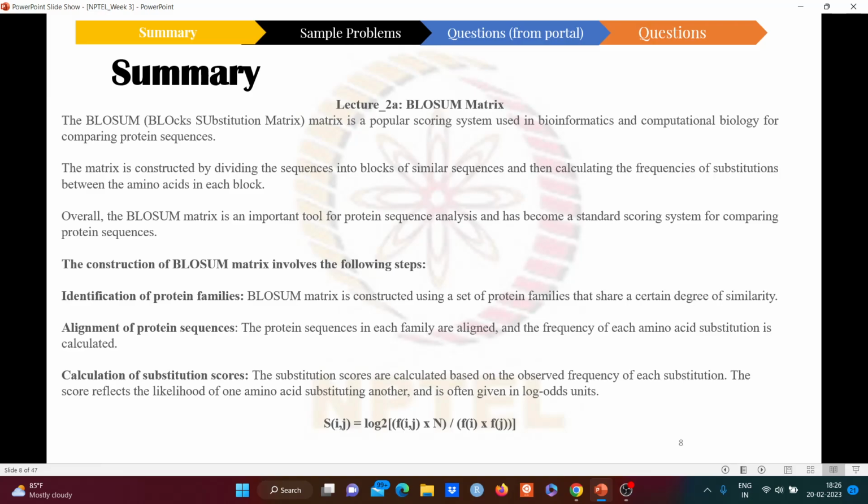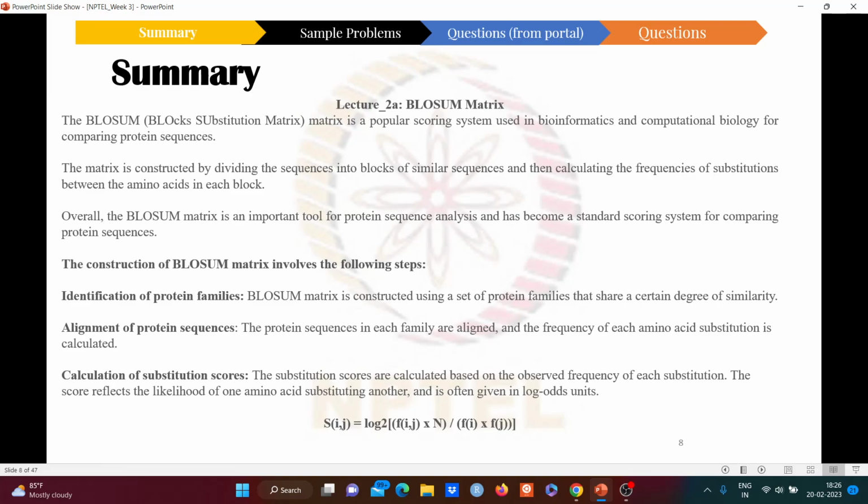So this BLOSUM matrix is constructed using a set of protein families that share a certain degree of similarity. The most commonly used set is the BLOCKS database of protein families. The second step is alignment of the protein sequences. The protein sequences in each family are aligned and the frequency of each amino acid substitution is calculated. Finally, converting these frequencies to scores.